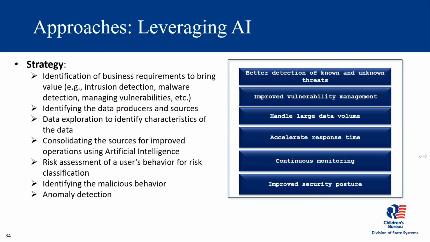So when we think about that, the first step would be that the organization can identify the business requirements that add value. For example, do we need to improve malware detection? Do we need to have a better solution for vulnerability management? Or do we need to have an integrated intrusion detection and prevention solution? Something like that. And identify the different data sources that they get information from and exchange information to, and also assess the risk of user behavior, so that helps them to classify the risk and have a better understanding of malicious behavior and identifying it, and then detecting those anomalies.